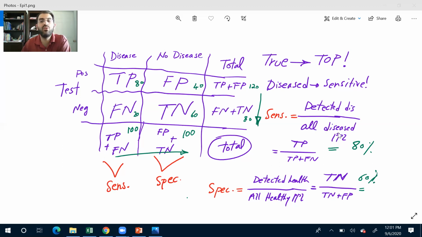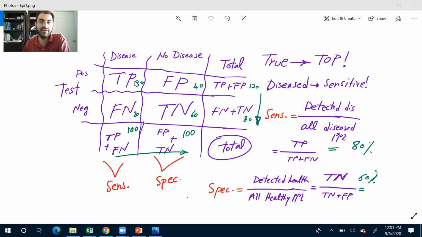Do you remember I told you that true goes at the top? Where is the true top? At the top of my fraction. True always goes to the top, ladies and gentlemen, right? So it's TP over all the diseased people. It's TP over TP plus FN. Detected disease over all the diseased people.